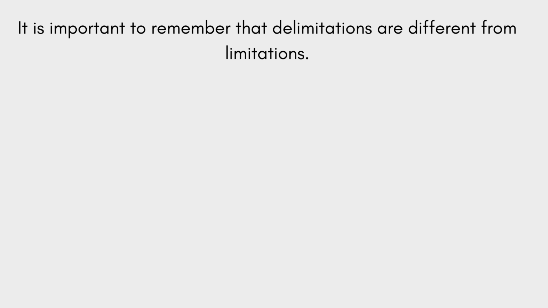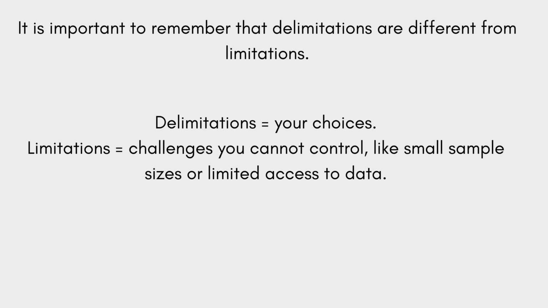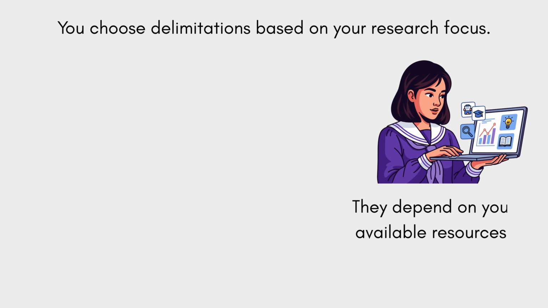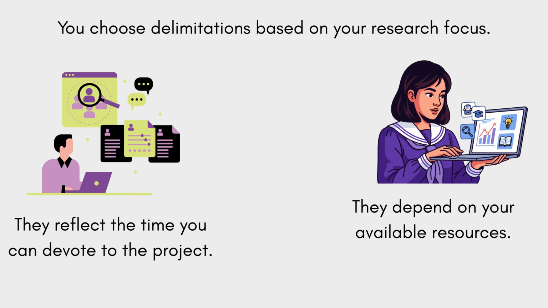It is important to remember that delimitations are different from limitations. Delimitations equals your choices. Limitations equals challenges you cannot control, like small sample sizes or limited access to data. You set your own delimitations based on what you want to study, what resources you have, and how much time you can spend on the project. These boundaries make sure your research stays clear, organized, and achievable.